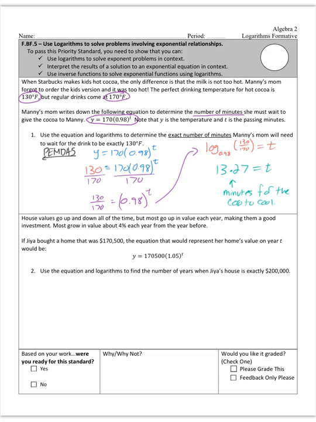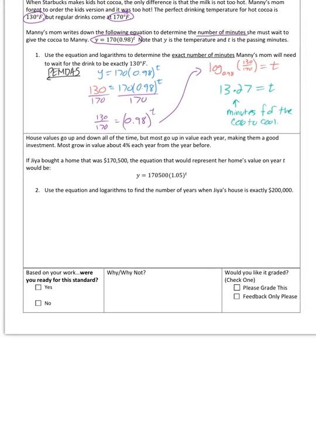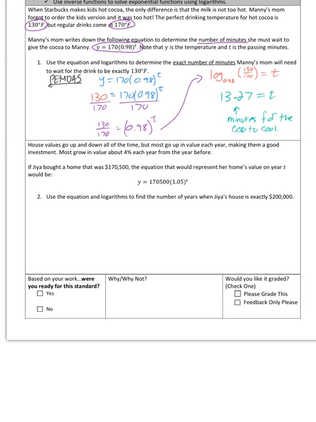All right, we're going to swap to the next one. So house values go up and down all the time, but most go up in value each year, making them a good investment. Most grow at about 4%. All right, so 4% is an important number. There's a little typo in here. It really should be 5%, so my mistake. Each year, from the year before, it goes up 5%.